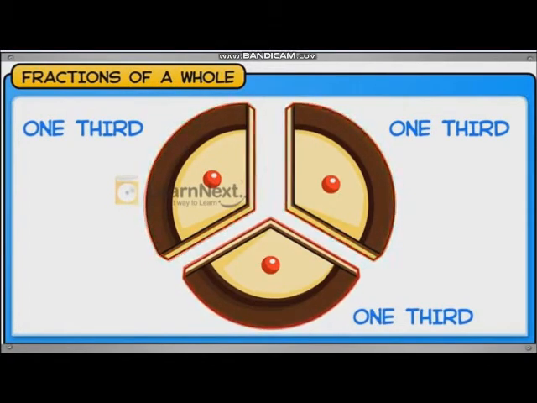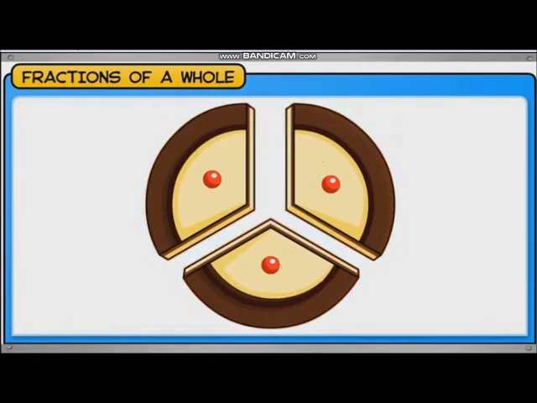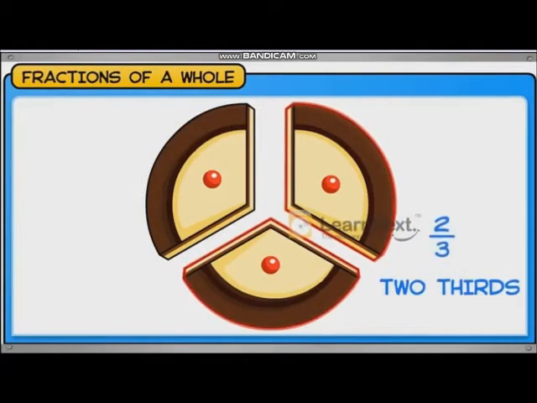This 1 upon 3 represents कि हमने इस कंप्लीट केक को 3 इक्वल पार्ट्स में डिवाइड किया है. Now if we take 2 parts of these third parts, so we will write it as 2/3 because each one was 1/3. हर एक जो पीस था वो 1/3 पार्ट था, but we are talking about 2 parts of this cake now, so it will be 2/3. So हम इसे कैसे लिखेंगे? 2/3.